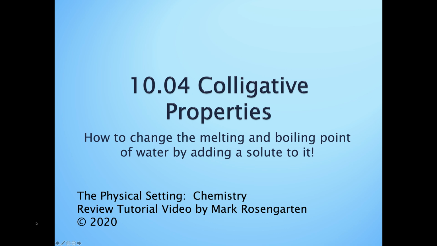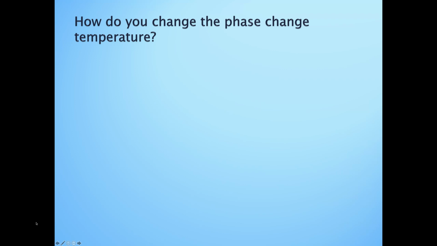And welcome to the final topic of this solutions unit: how to change the melting and boiling point of water by adding a solute to it. This is colligative property. How do you change the phase change temperature?